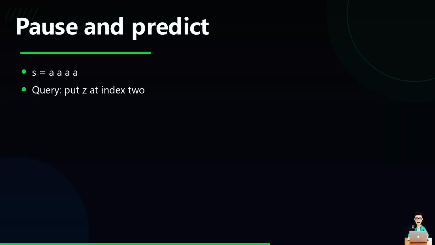Quick one for you. The string is AAAA, and you place a Z at index 2. Pause the video and work out what the longest run comes back as. Then drop your exact answer in the comments before I show you next.